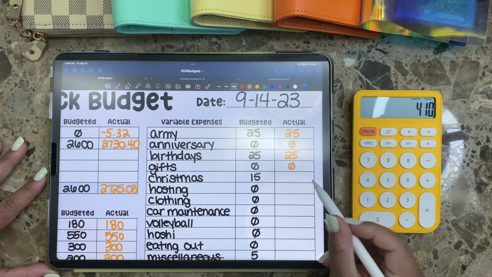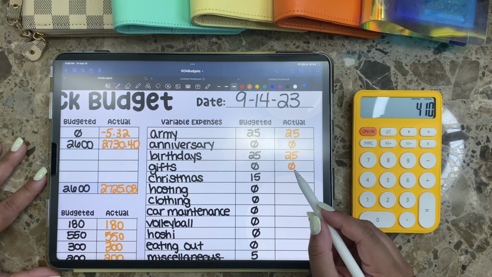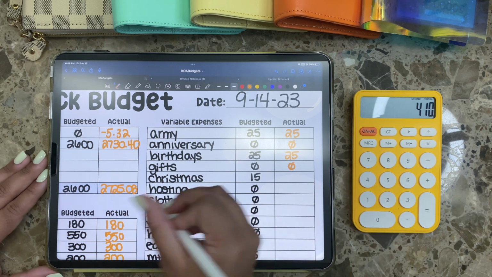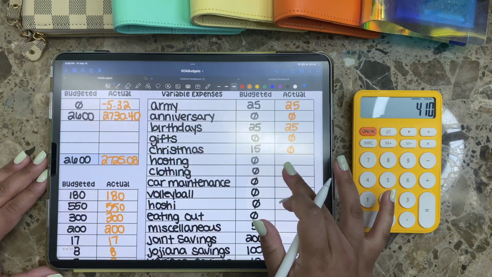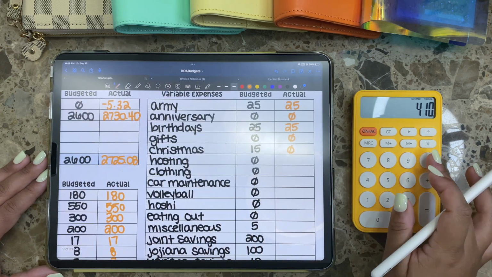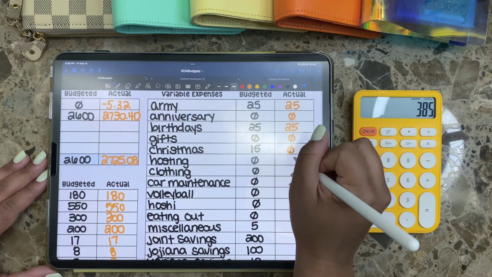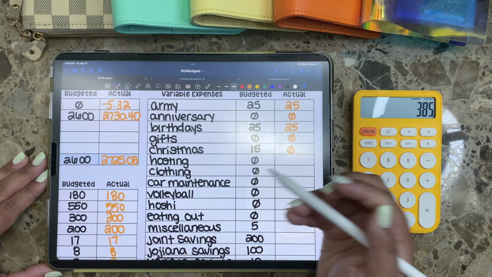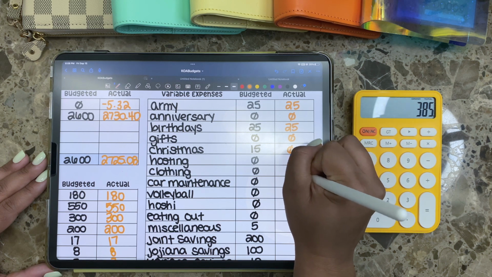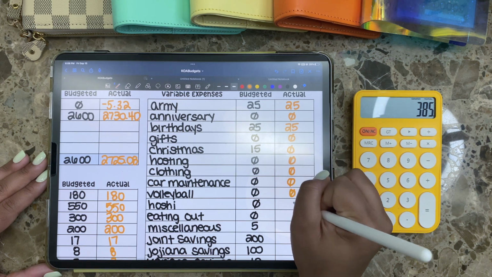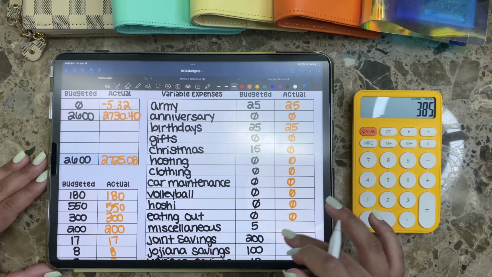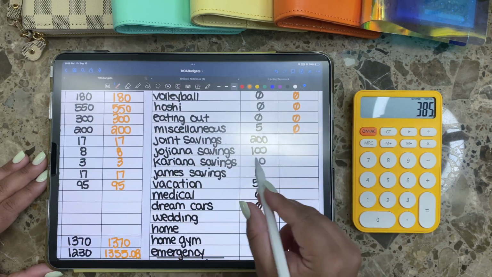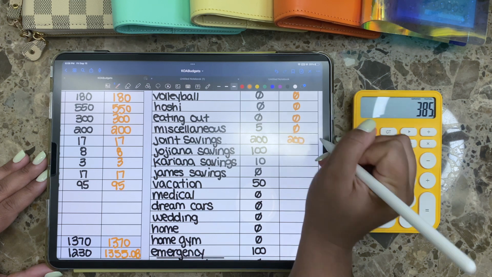Gifts will get 0. This one is more for like friends and family, whereas birthdays is more for myself, my husband, and my daughter. Christmas will get 0 just because we have less. Hosting, clothing, car maintenance, volleyball, Hoshi, and eating out will all get 0. Miscellaneous will get 0. Joint savings will get its 200.